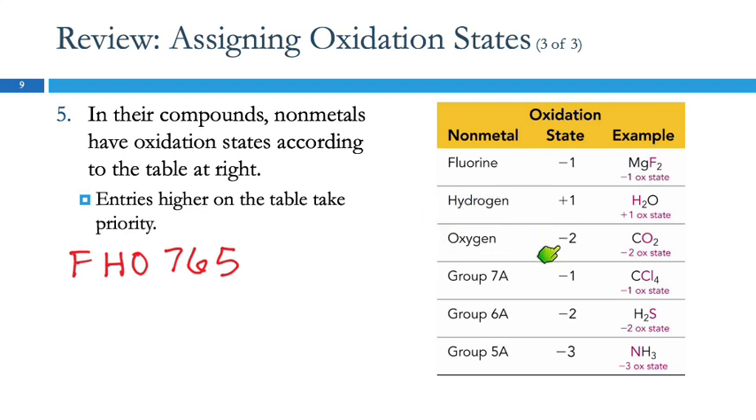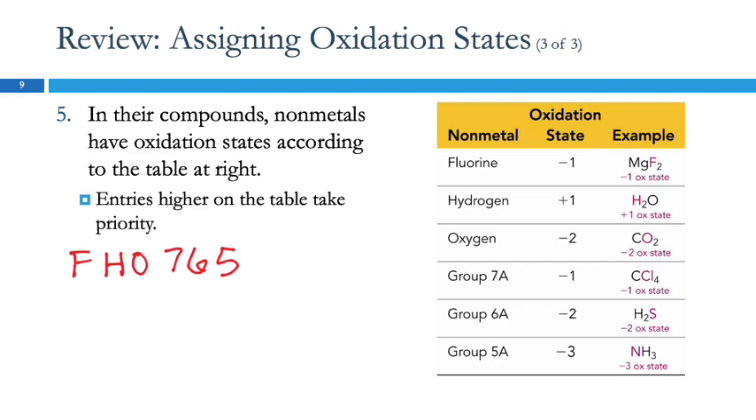Oxygen ions are -2. Group 7, other than the fluorine, because fluorine got picked first, but all the other group 7A nonmetals would normally have a charge of -1 as an ion. So if they are allowed to choose, they will choose a -1 oxidation state. Group 6 is -2, group 5 is -3. You already know this stuff from Chem 1A, right? And so all we have to do is remember the order, Fa 765.